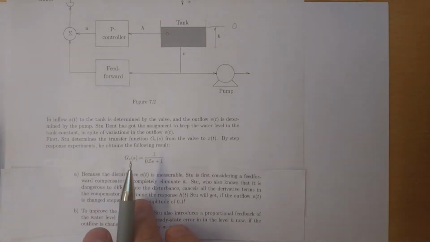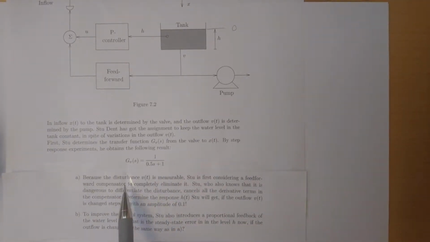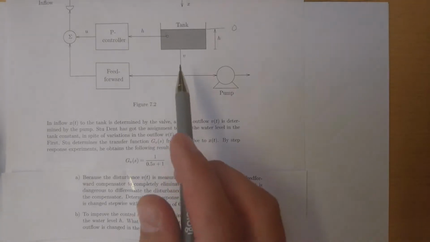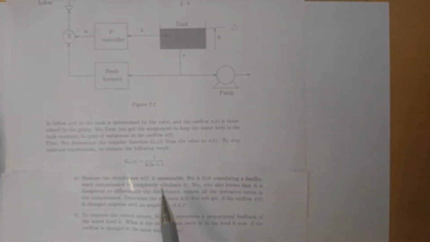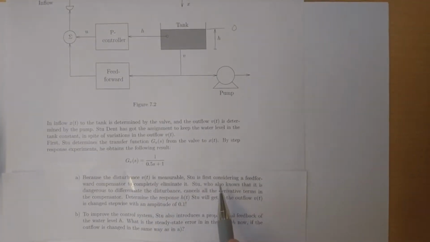So first we have the A exercise. It says because the disturbance v(t) is measurable, so we can measure the outflow, Stu is first considering a feed-forward compensator to completely eliminate it. So he designs this one. Stu also knows that it's dangerous to differentiate the disturbance, so he cancels all the derivative terms in the compensator. Determine the response h(t) Stu will get if the outflow v(t) is changed stepwise with an amplitude of 0.1.